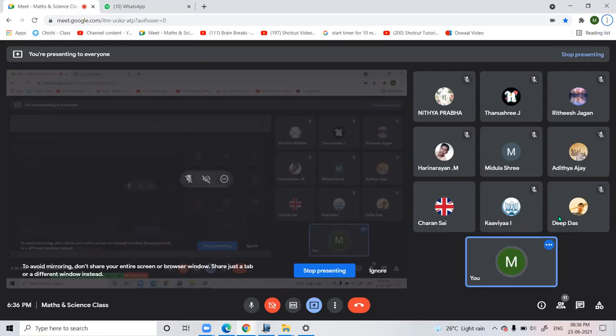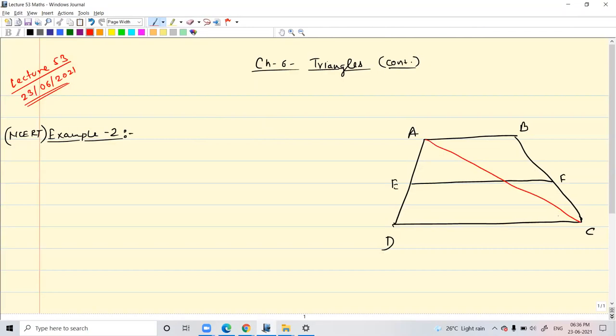Sir, I have a doubt today. Yes, Charan, what's the doubt? Sir, now if we join AC, then we'll prove that AE by ED will be equal to AO by OC, in the same way. Okay, let's call that point G. Now AE by ED is equal to AG by GC. Yes, absolutely right.